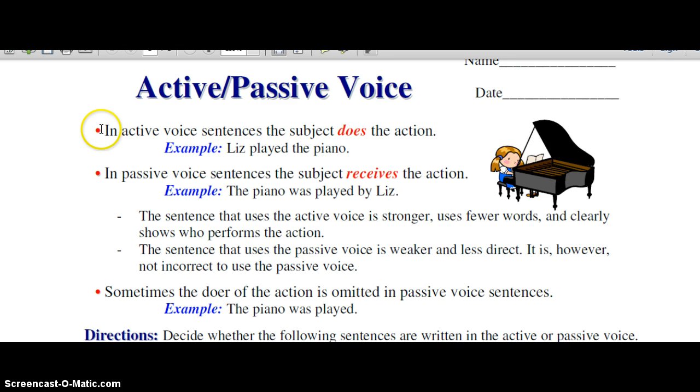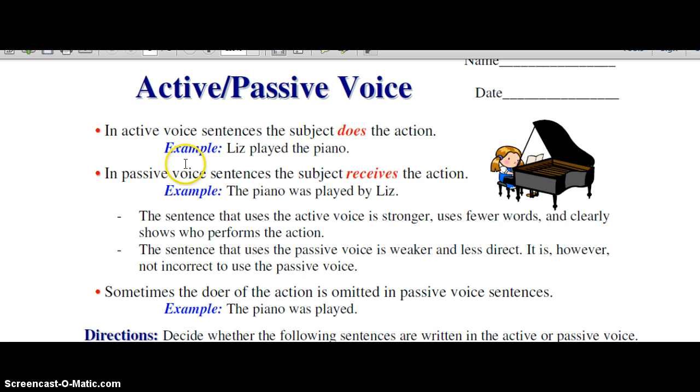So right now, we're going to look at active voice, and when you have a sentence that's written in active voice, it means the subject is doing the action. For example, Liz played the piano. Well, who played the piano? Liz. You're going to notice that Liz is located in the subject part of the sentence. Normally your subject is going to be found before the verb, so kind of on the left hand side of the sentence, so to speak.